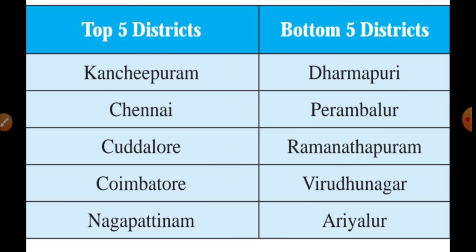Listen very carefully, students. Top 5 districts are Kanchipuram, Chennai, Kudalur, Coimbatore, Nagapattinam. Bottom 5 districts are Dharmapuri, Perambalur, Ramanathapuram, Virudhunagar and Ariyalur. Okay. Can you understand, students? Shall we recall the points?